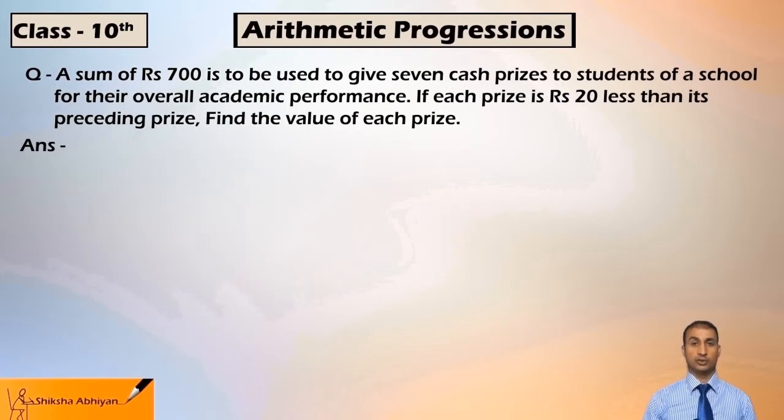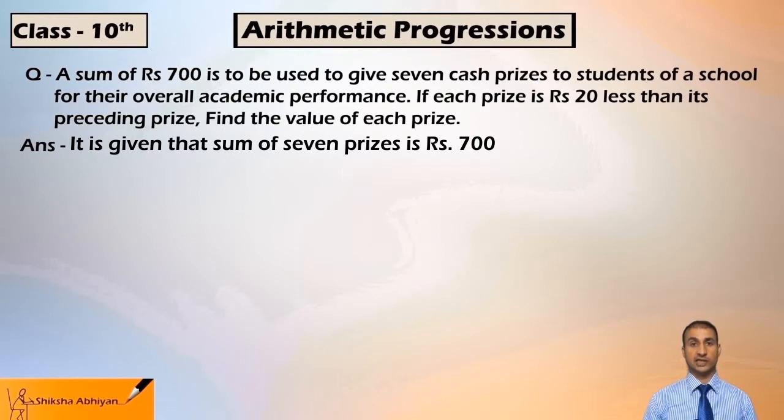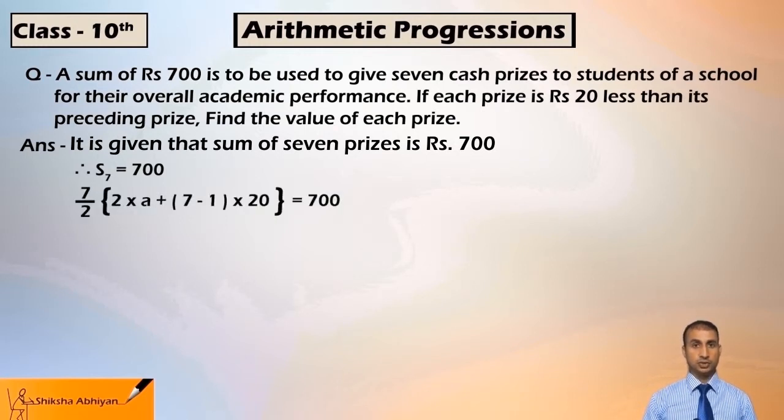Now we know that S7, the sum of these 7 prizes, is 700. So write S7 is equal to 700, and S7 is written as 7/2 into bracket 2A plus 7 minus 1 into D. D is here 20, and 7 minus 1 into 20 is equal to 700. Now 7 minus 1 is 6, 6 into 20.